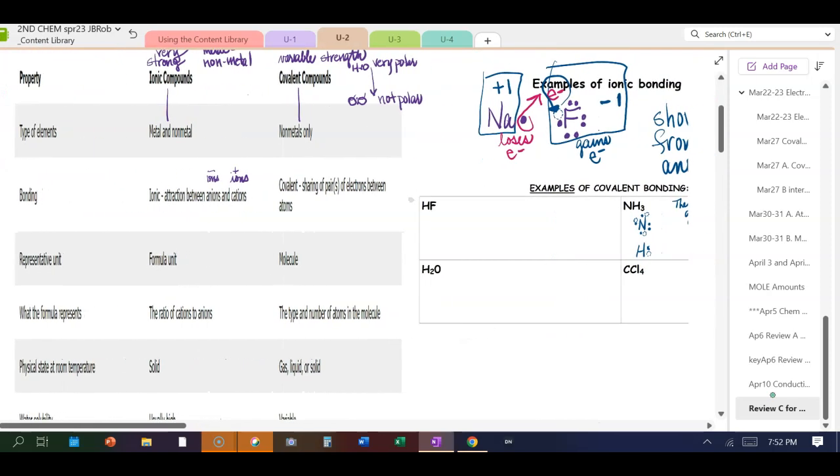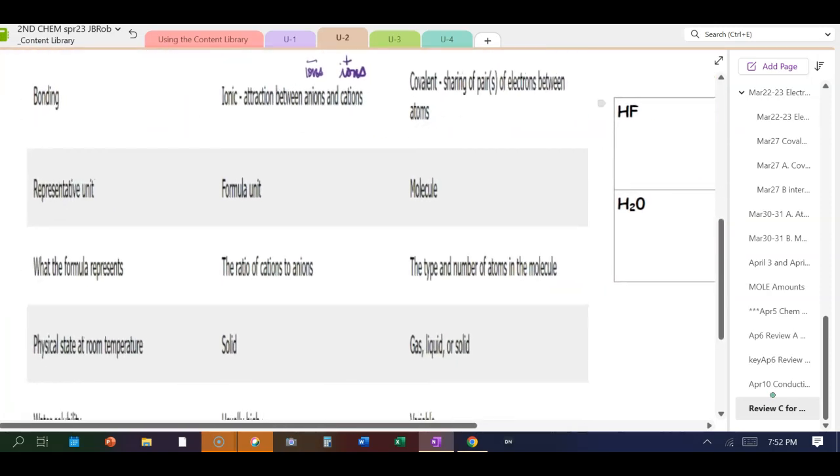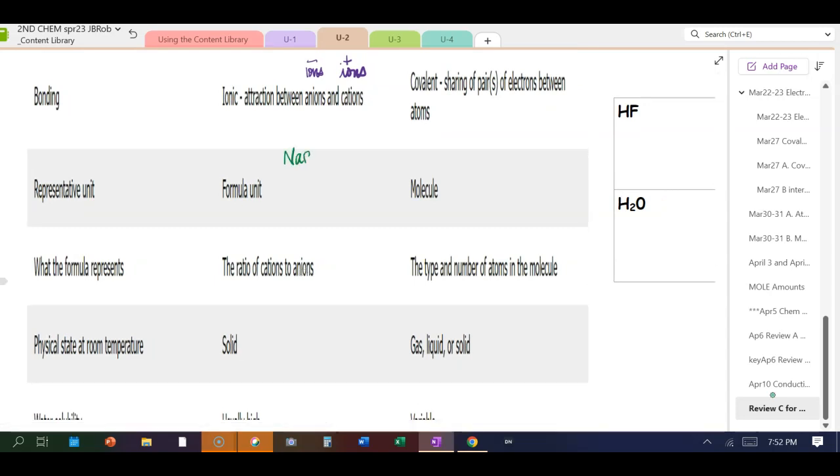The unit of an ionic compound is the formula unit, like NaCl, whatever adds up to 0, MgCl2, AlCl3. The formula unit is this unit, whatever's in the formula where the ions add to 0.